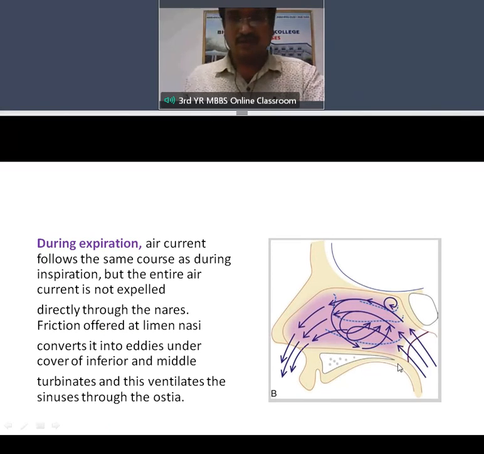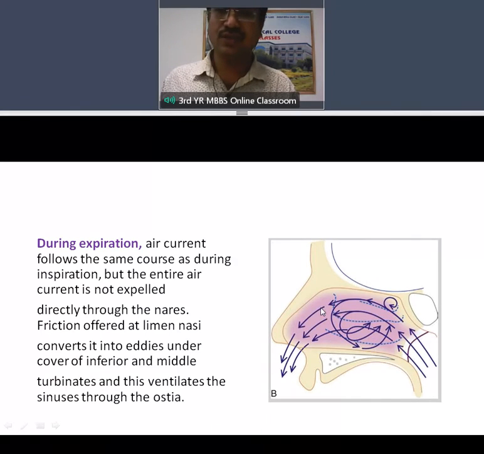During expiration, same like during inspiration, the air will come from the lungs through the middle part of the nasal cavity. So air current follows the same course as during inspiration, but the entire air current is not expelled. There is a narrowest area in the nasal cavity that is called the nasal valve area. The nasal valve area corresponds to the lower border of the upper lateral cartilage, which forms a projection within the nasal cavity called the limen nasi.